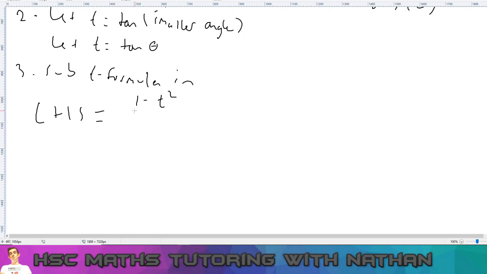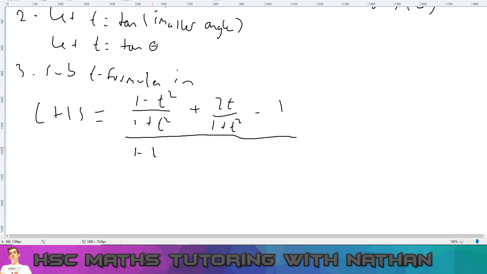1 minus t squared on 1 plus t squared plus 2t on 1 plus t squared minus 1, all over 1 minus t squared on 1 plus t squared minus 2t on 1 plus t squared plus 1. Now what do we do now? This looks messy, but there's a trick, and this is the reason I would love to use t formula if given the option. Even if the question doesn't say use t formula, you're allowed to use it. The question just says prove. You can use any legal method.